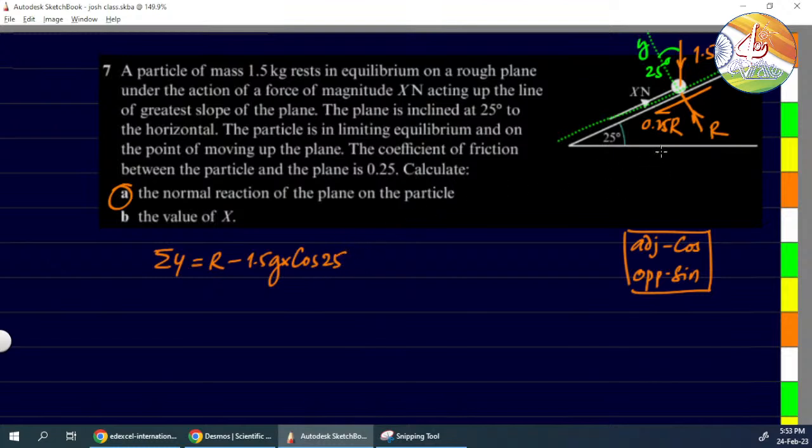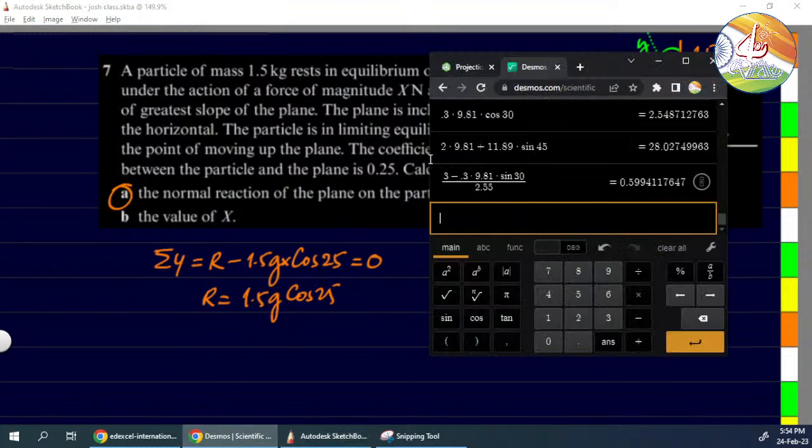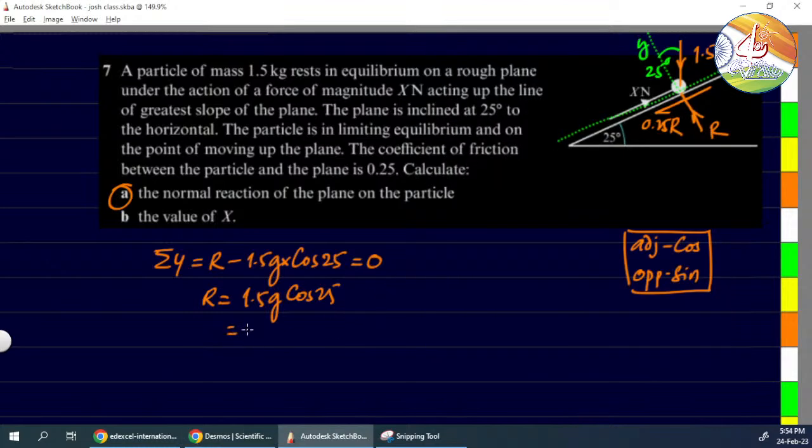Are there any other y components? No, so the total is 0. So R equals 1.5 times 9.81 times cos 25, everything is known, substitute and find it. That gives 13.34. So R equals 13.34 newtons.